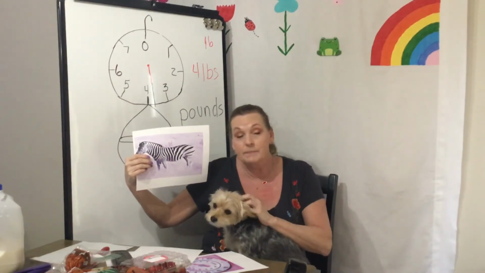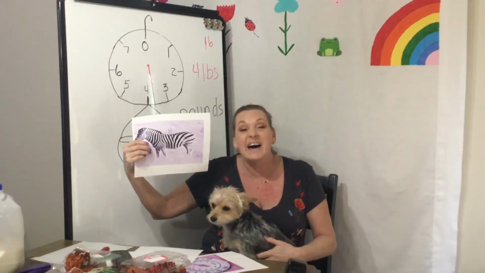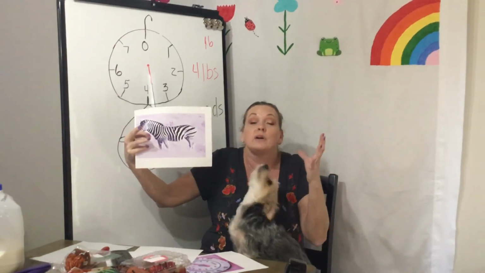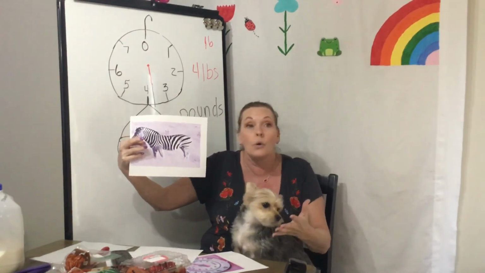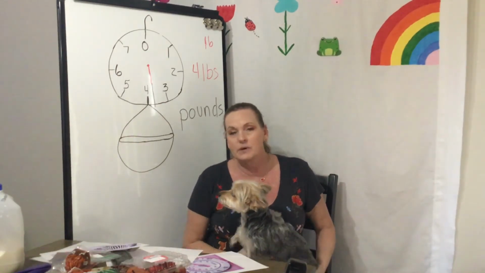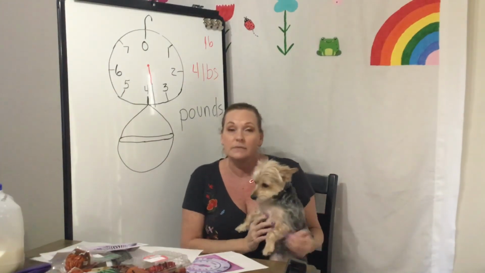Little Roxy here weighs about 10 pounds, and the average zebra weighs about 500 pounds, okay? So that gives you a good idea of how much a big animal weighs, like a horse or a zebra or a tiger. And then dogs come in different sizes, but our little dogs like little Miss Roxy here weigh about 10 pounds.